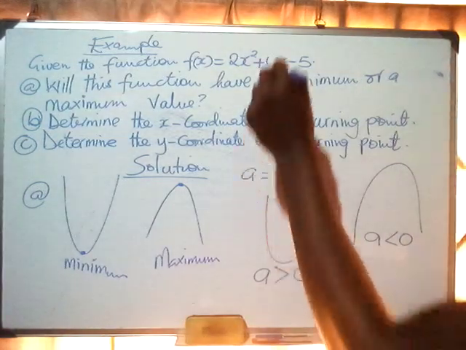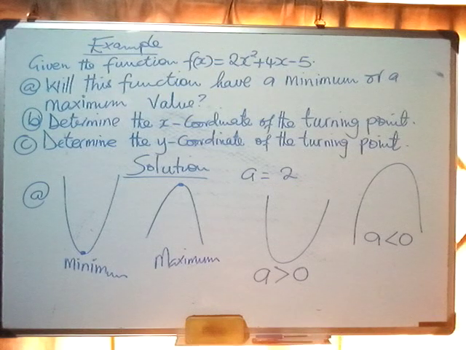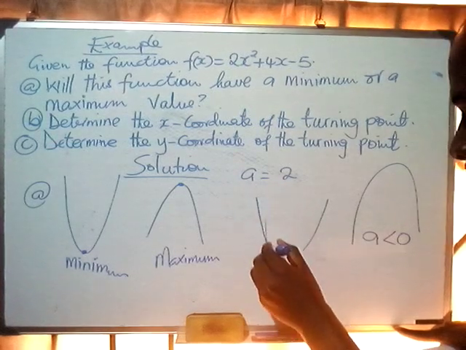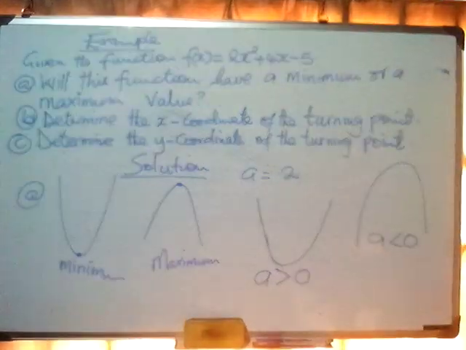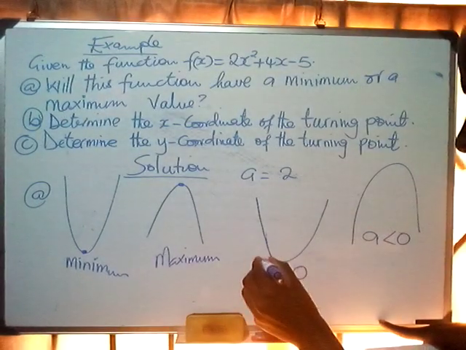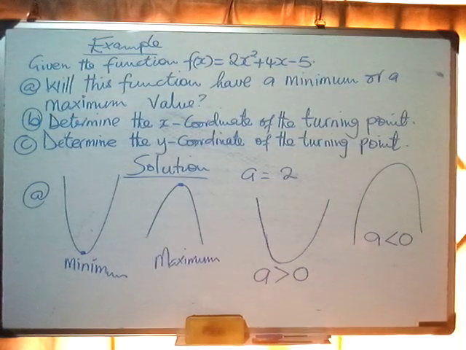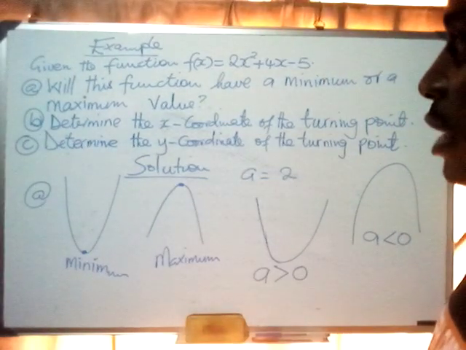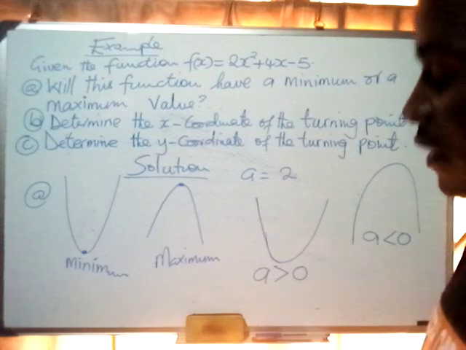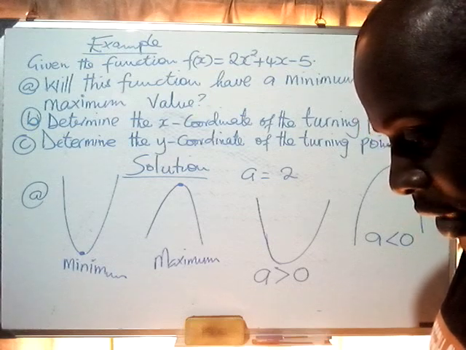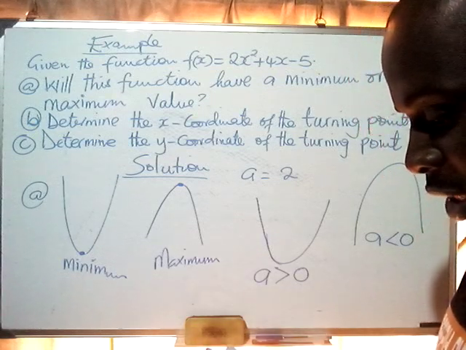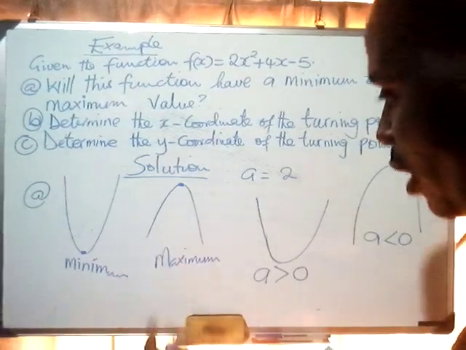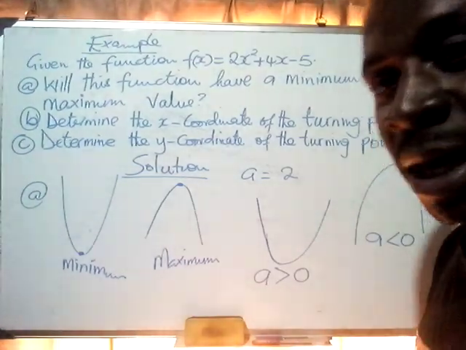Now, what is the value of A? The value of A is positive 2. So we also looked at the minimum or the maximum. When the graph is like this, it means that it is the minimum. When it is like this, it is the maximum. So the answer for A: will the function have a minimum or maximum? The function will have the minimum value because the parabola shape is the minimum shape, or a smile. So the answer is the minimum value.